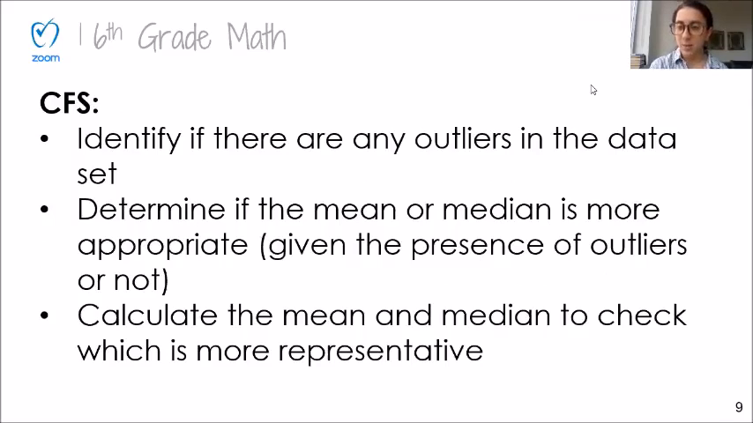As you are working today, remember what we just did was take the following steps. 1, identify if there are any outliers in the data set. 2, determine if the mean or the median is more appropriate. Remember, use whether or not there is presence of outliers to determine that. And last, which we didn't do a ton of now because I gave you the answers, but we'll go back to flexing our muscles on how to calculate mean and median to check. So if you think the median is more accurate, you should be finding both the median and the mean to prove that your number is the most representative number of the data set.